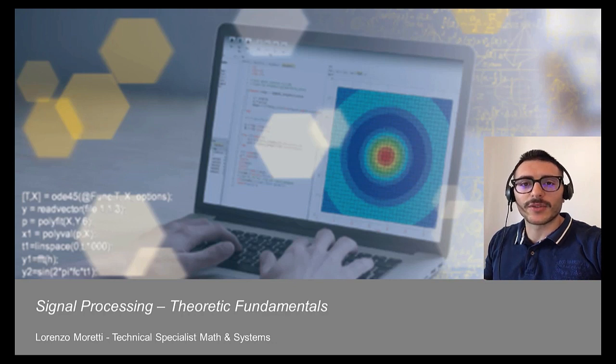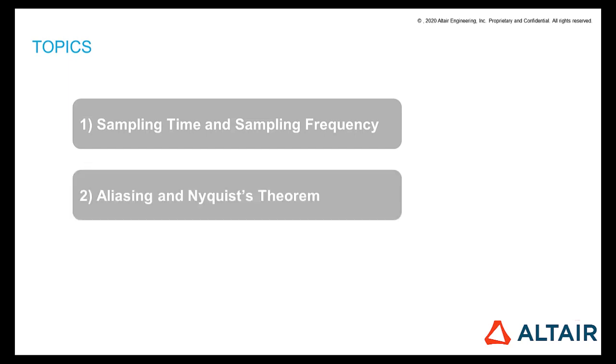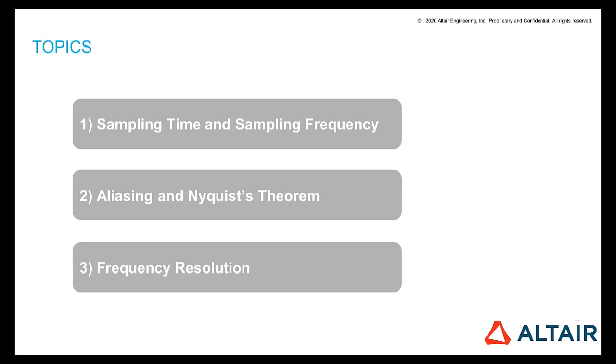I'm Lorenzo, and today we're going to build together the theoretical basis you'll need to perform any kind of signal processing analysis, both in time and in frequency domain. In this video, we will go through some definitions such as the sampling time and the sampling frequency, and we will get some practice with it. Then we will move to aliasing and the Nyquist theorem, and we will run an app in Compose to better understand this concept. And at the end, we also briefly introduce the frequency resolution.